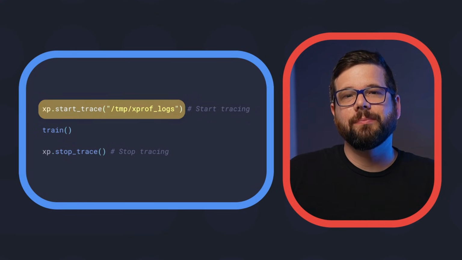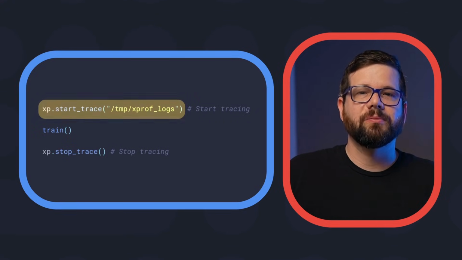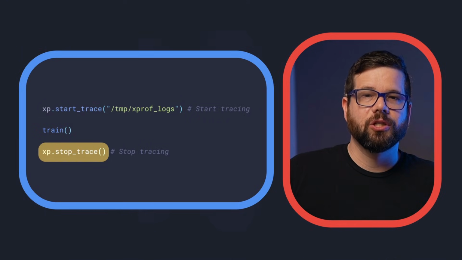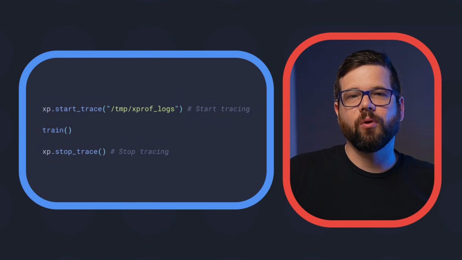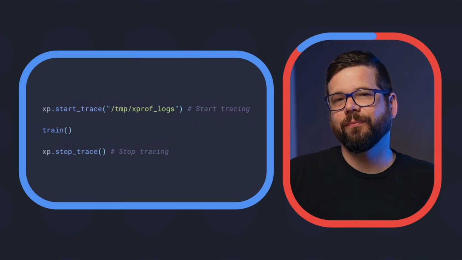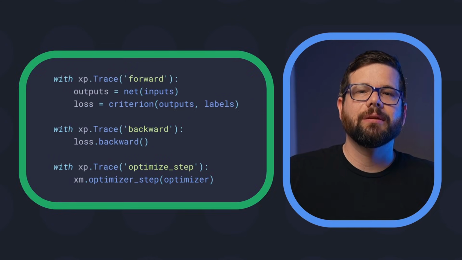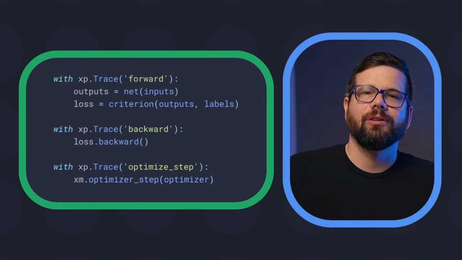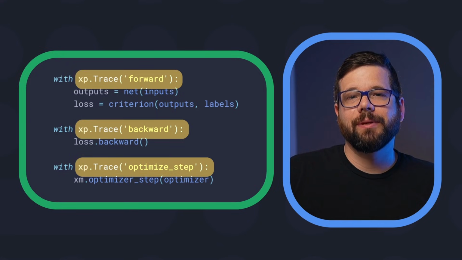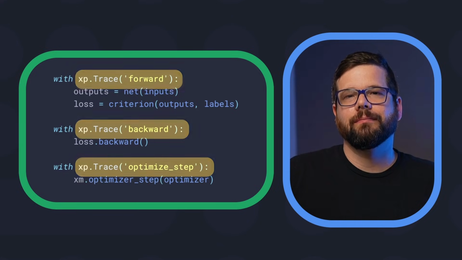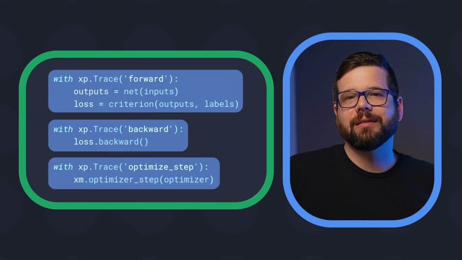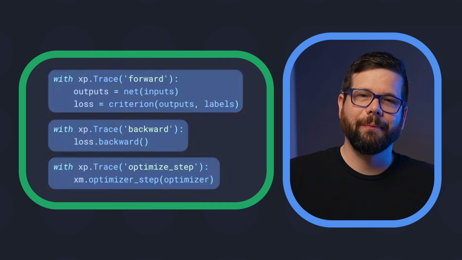You'll use xp.start_trace and then xp.stop_trace. start_trace takes a directory path where the profiler data is to be saved. Finally, to make the profile easy to understand, you can add custom labels using xp.Trace in the context manager. This lets you name specific blocks of code, like your forward pass, backward pass, or your optimizer step.